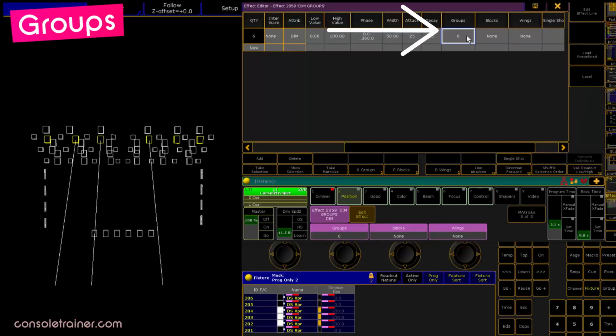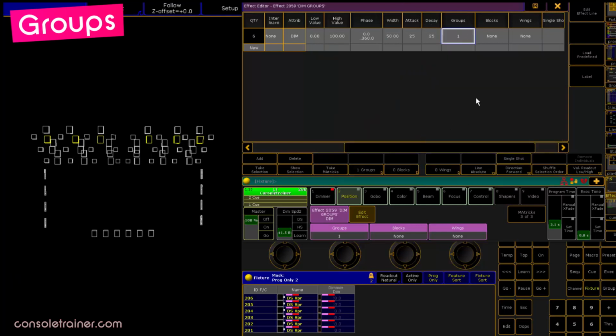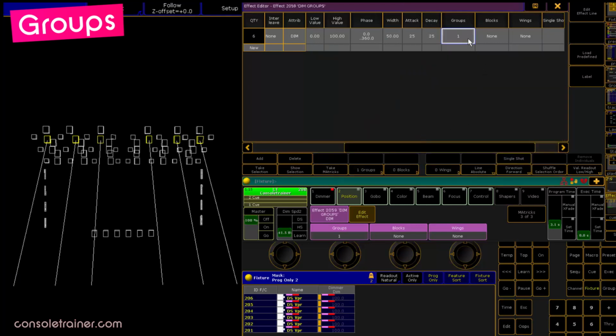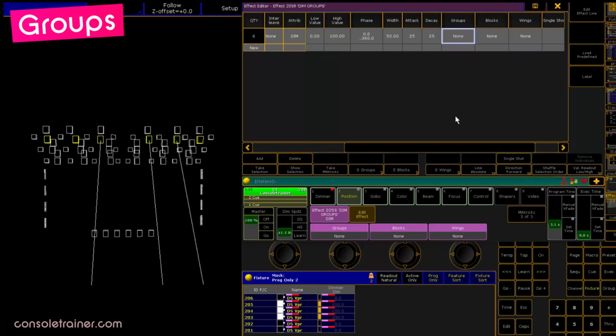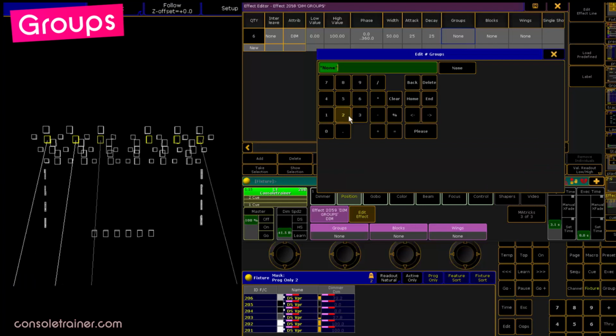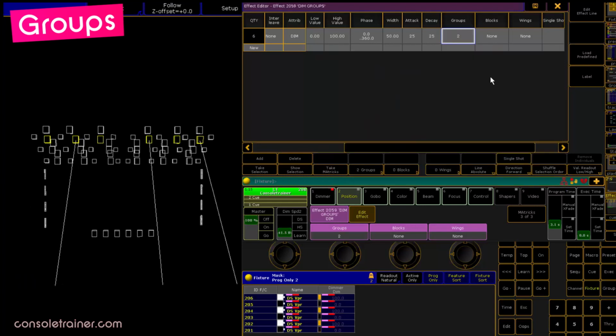A group set to 1 will treat all the units as if they were the same, and they'll run the effect in unison, even if you've set a range in phase. A group of none would give us an even spread over our phase. But if we set this to groups of 2, the math assigns just 2 points of phase, and we get an odd and even-looking effect.